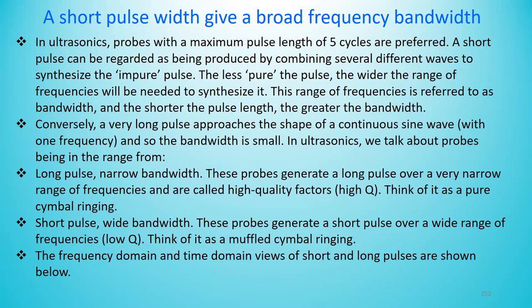In ultrasonics, we talk about probes being in the range of long pulse, narrow bandwidth. These probes generate a long pulse over a very narrow range of frequencies, called high Q. Think of it as a pure cymbal ringing. Short pulse, wide bandwidth probes generate a short pulse over a wide range of frequencies, called low Q. Think of it as a muffled cymbal ringing.